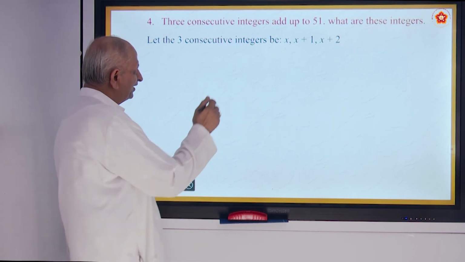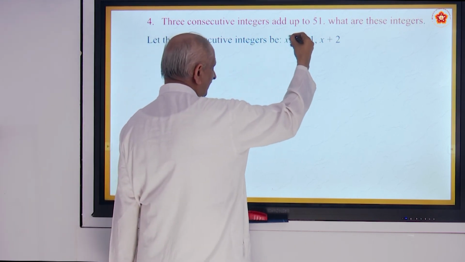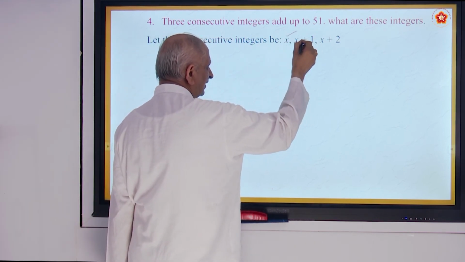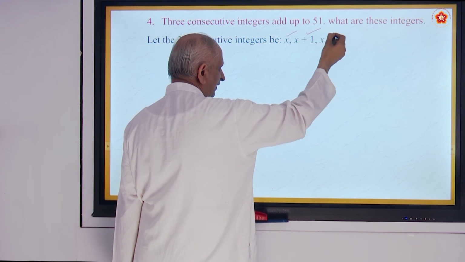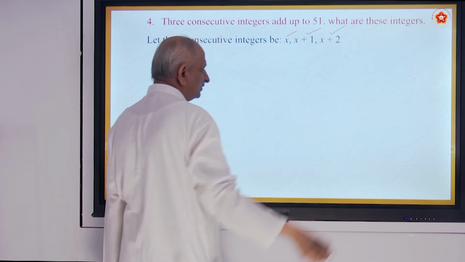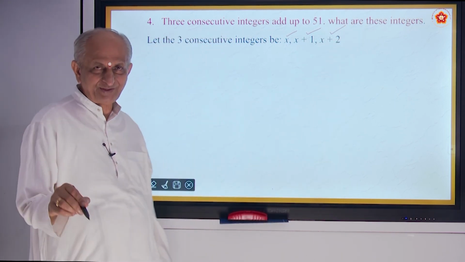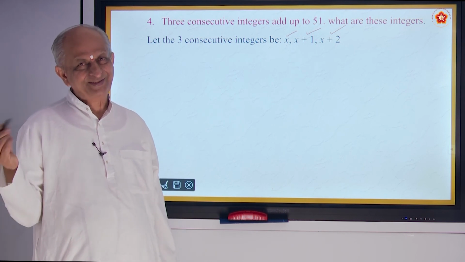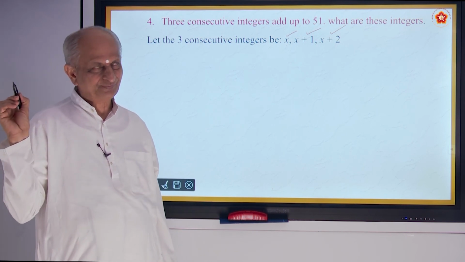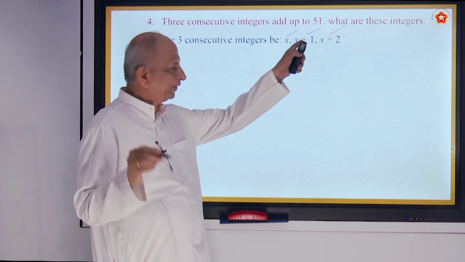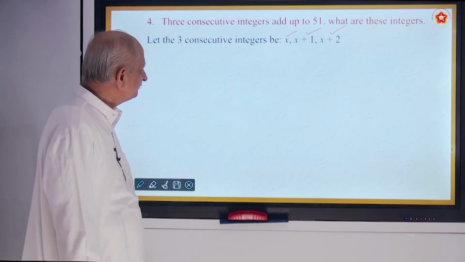So, here let us take the first integer as x. If the first one is x, what about the second one? x plus 1, third one x plus 2. Suppose a fourth one is there, what will it be? x plus 3, like that it continues. Here the difference between two numbers is 1, that is the meaning.